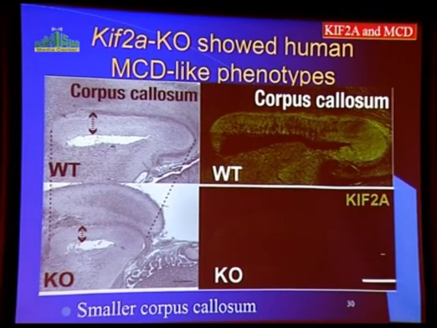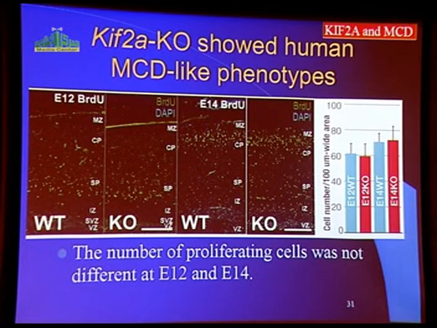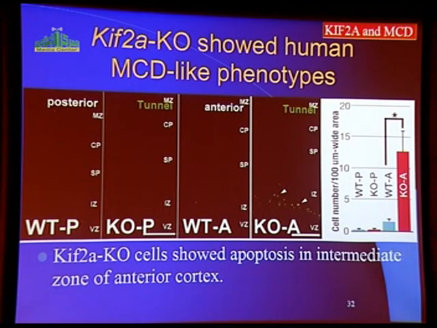And obviously corpus callosum in knockout is much smaller. So we studied the reason. The reason is the apoptosis occurs in a knockout mice brain here. So this is called the loss of neuron.